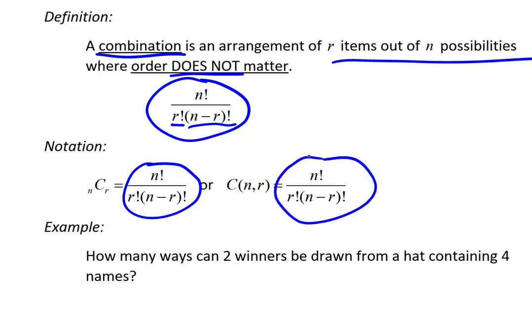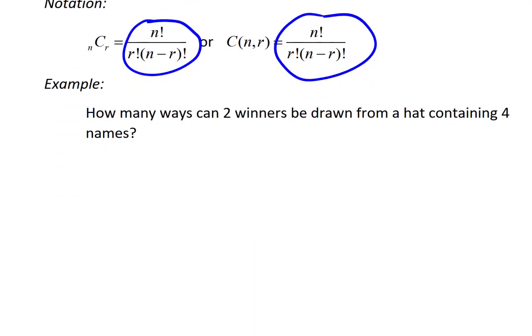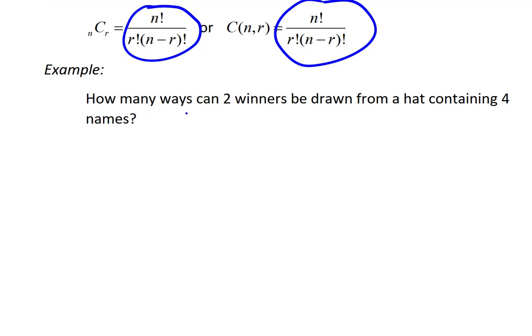And that's true no matter which of those notations we pick for this combination. Now let's try an example of how this might work as well. This one says, how many ways can 2 winners be drawn from a hat containing 4 names?